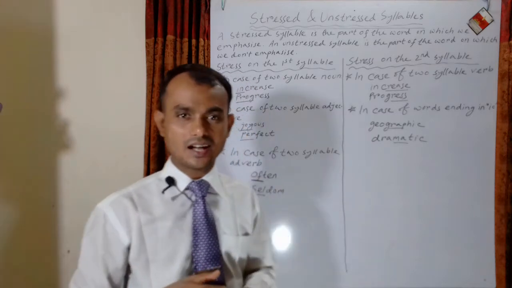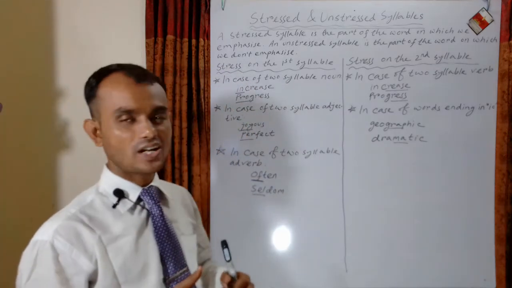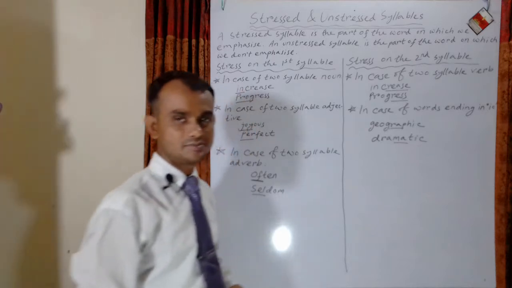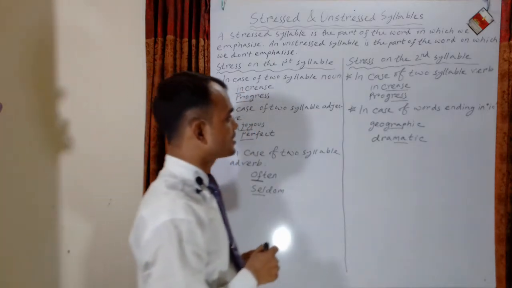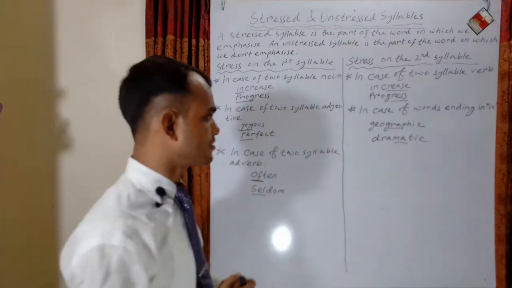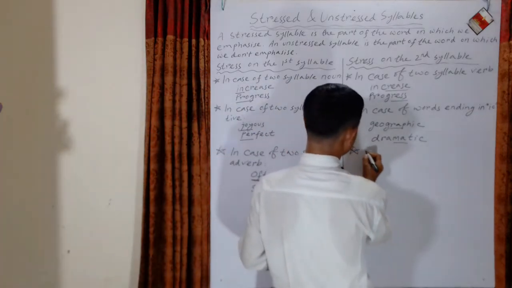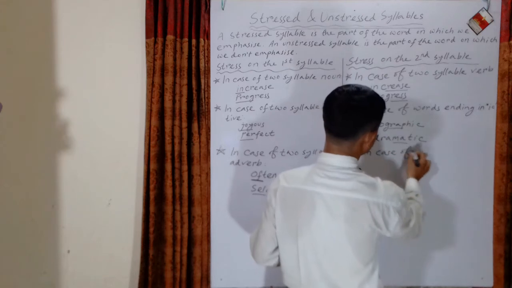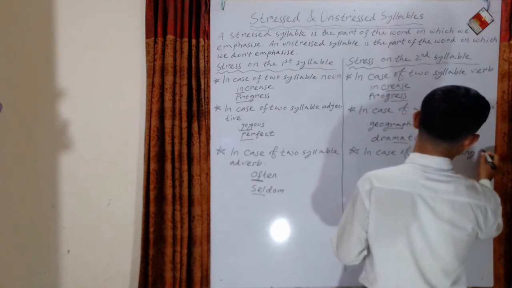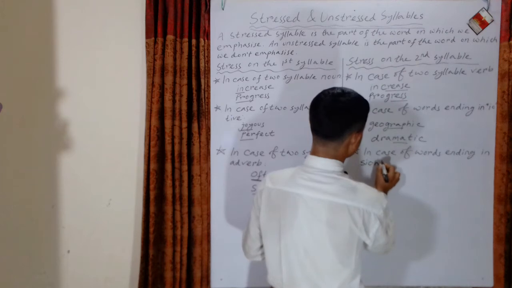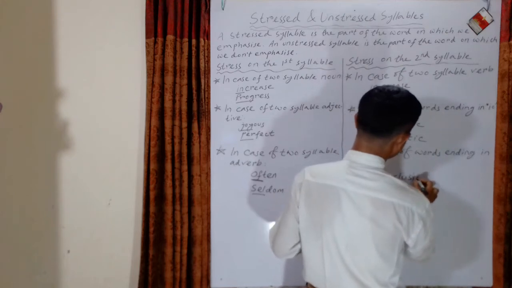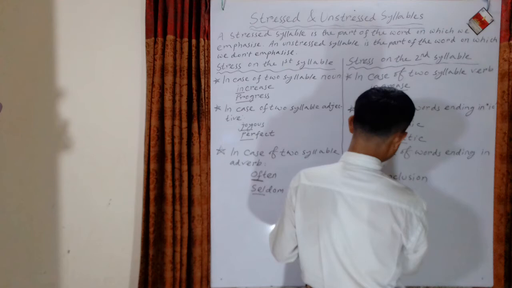Dear students, I'm discussing where to stress on the second syllable. At first I discussed two syllable verbs, increase, progress. I have already discussed words ending in IC, geographic, dramatic. Now it is the turn of another rule, in case of words ending in SION, conclusion, decision.